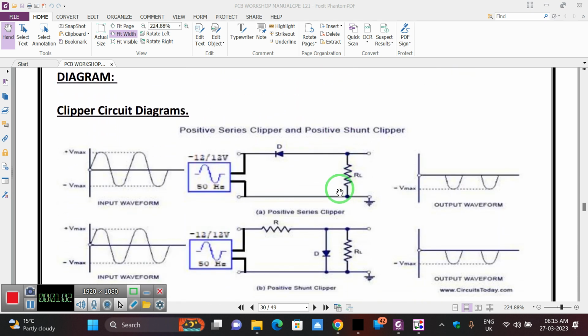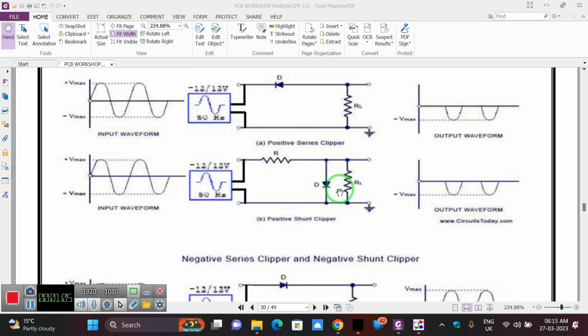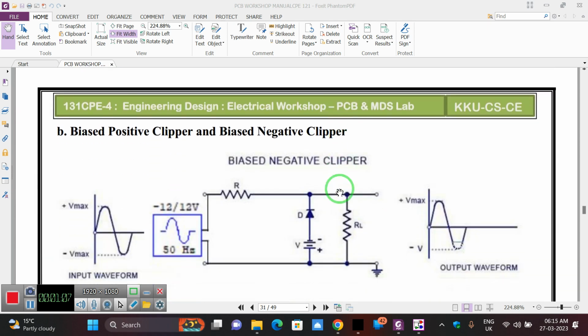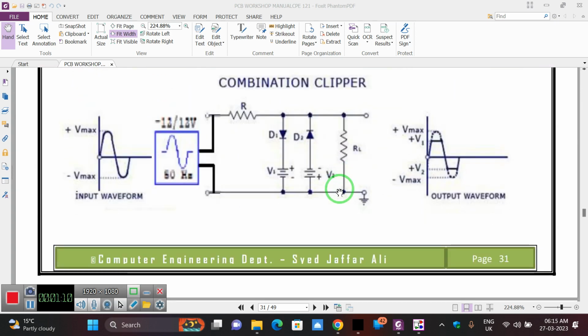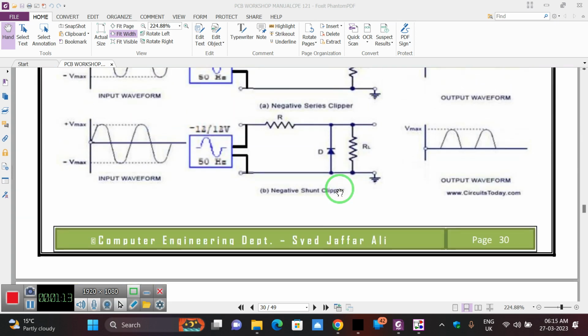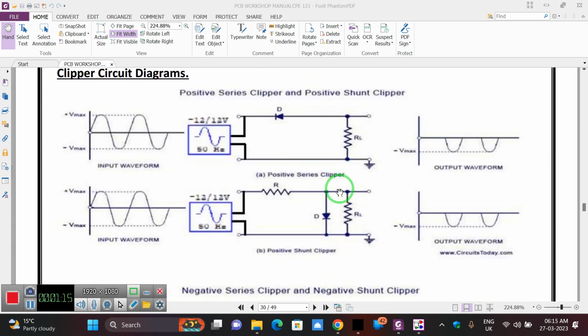Here we have 7 diagrams: 1, 2, 3, 4, 5, 6, 7. Each diagram does a different task, and the first diagram is the positive series clipper and positive shunt clipper. In a series clipper, the diode is connected in the horizontal way, that is, in series. What the diode does depends on its orientation, meaning forward bias or reverse bias. Here the orientation is reverse bias.